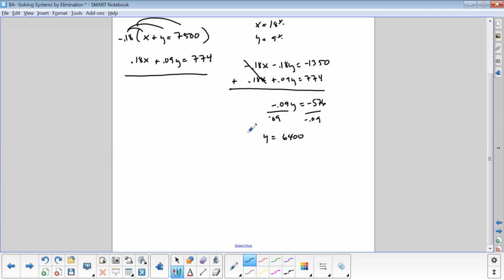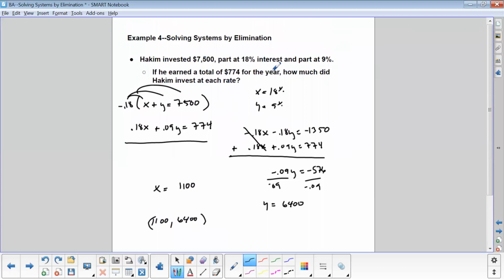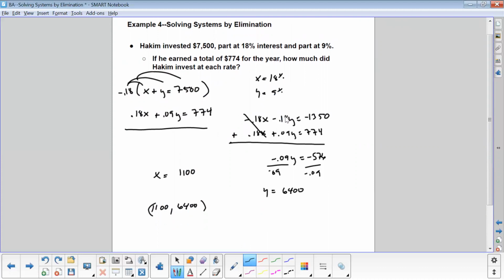And so 6,400 take away from 7,500, and you'll get 1,100. So 1,100, comma 6,400 would be the solution to this system, because it means that $1,100 was invested at 18%, 6,400 was invested at the 9%.